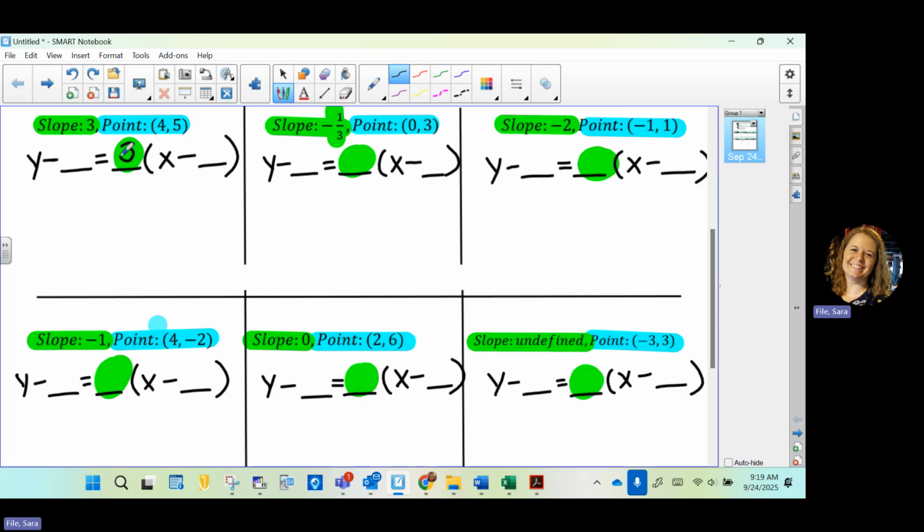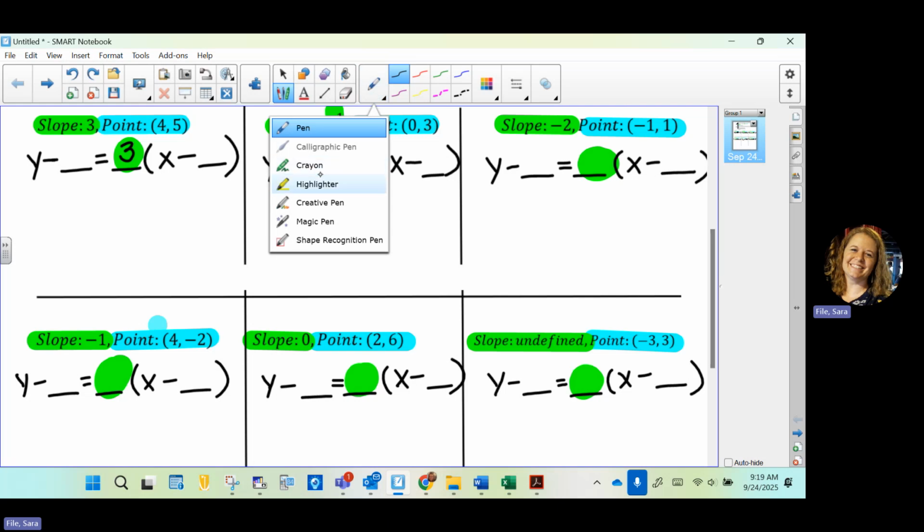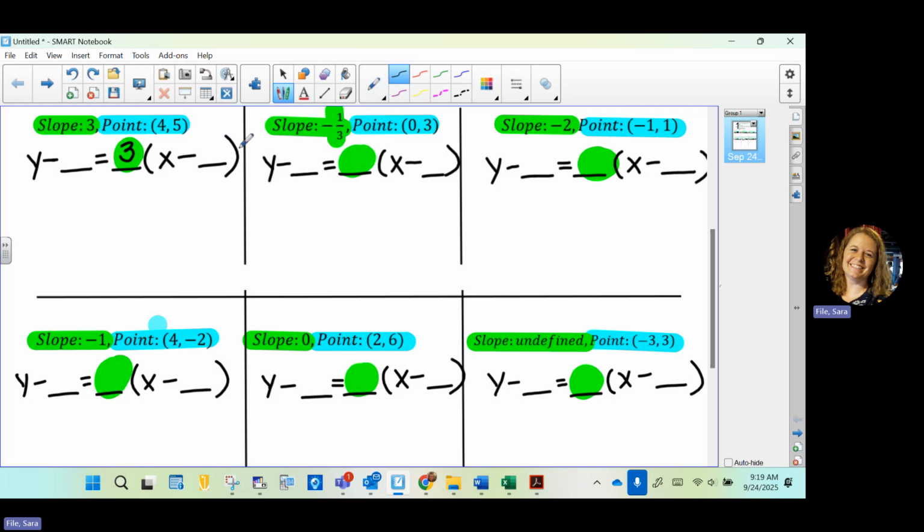All right, so my slope here in the first one is 3. Okay, and then my x1 is 4, my y1 is 5. So once you have your three values plugged in where they go, then you're going to simplify and solve for y. So on the right, I can simplify by distributing. So you're going to distribute your slope first.